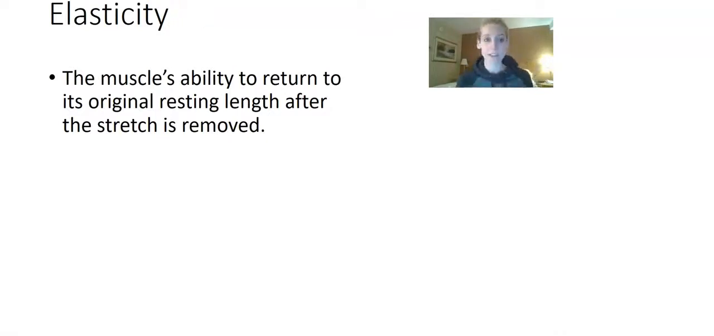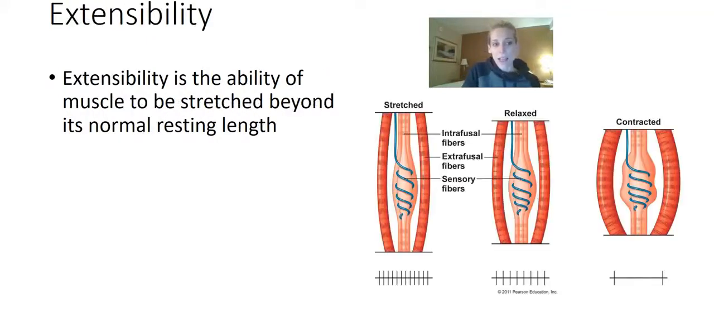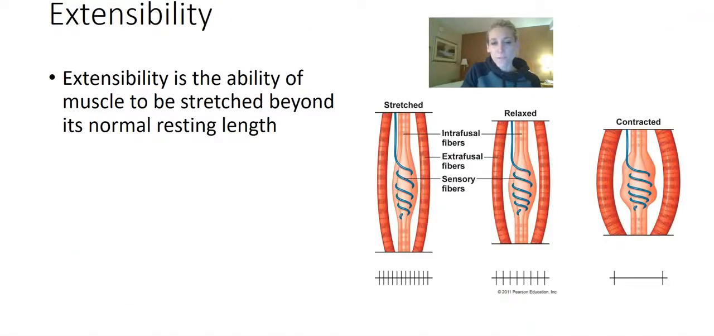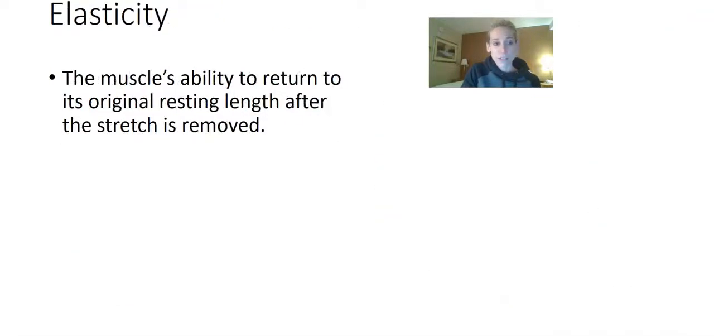Elasticity is the muscle's ability to return to its original resting length after the stretch is removed, right? Elasticity as well as extensibility, these things are what we see in the warm-up and the cool-down. This is when we're lengthening our muscles and we're bringing them back to a normal place in terms of their length-tension relationship with their friend over here that we talked about, where one is relaxing and one is contracting. So that is an important property.